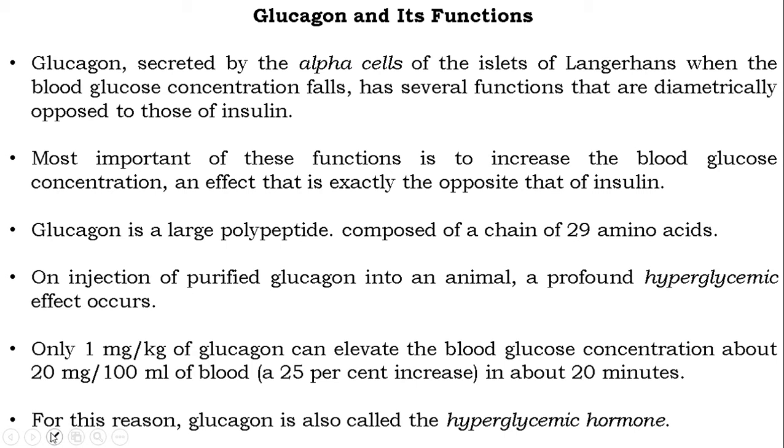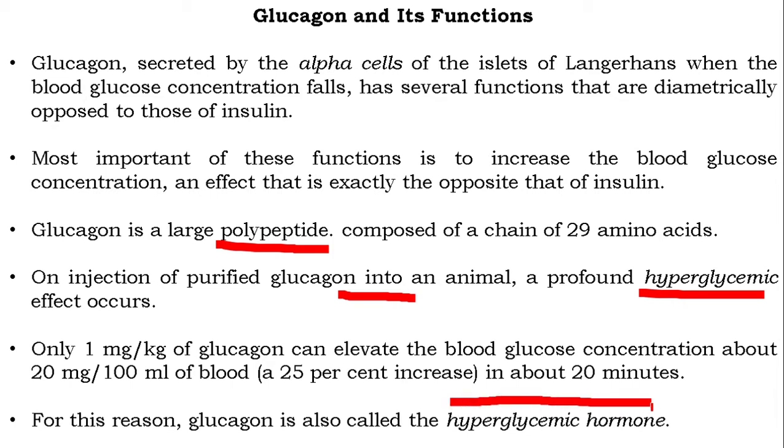Of course, this also is a polypeptide hormone. And upon injection of glucagon into an animal, suddenly the concentration of glucose in the blood increases. So this is a hyperglycemic hormone. Glucagon is a hyperglycemic hormone.